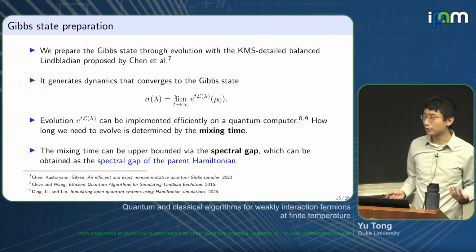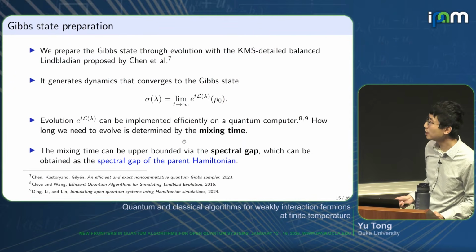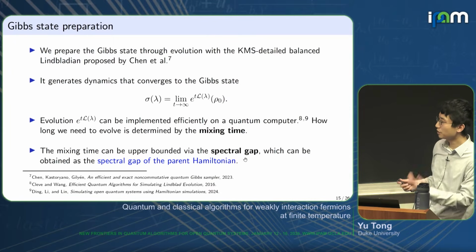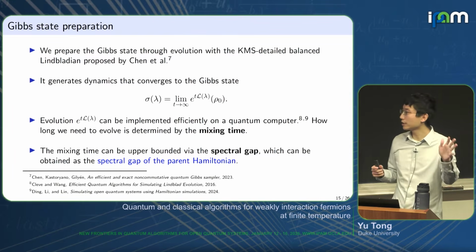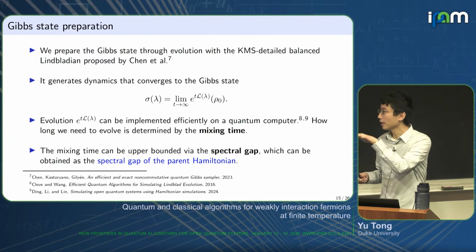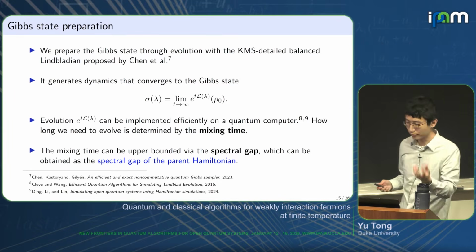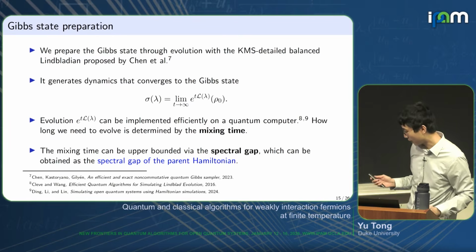And as explained in previous talks, your mixing time can be bounded using the spectral gap, which is what we're going to analyze. Because of this nice thing called the parent Hamiltonian, which shares the spectrum with your Lindbladian, your Lindbladian gap problem can be turned into a Hamiltonian gap problem. And we typically have a lot of tools developed already for Hamiltonian gap problems, which is what we are going to utilize in this work.